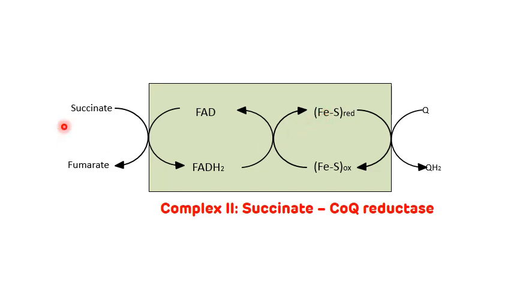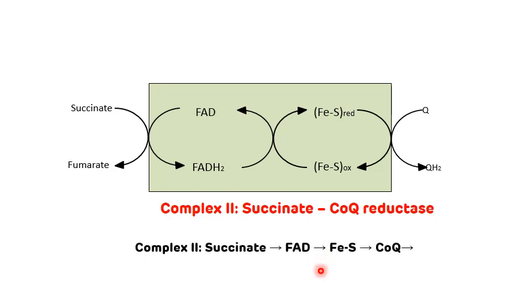And over here in this complex 2, there is no pumping of any proton from matrix to the inner membranous space. So in the complex 2, there is no any kind of pumping of proton. Fine. And we can say that flow of electron in the complex 2 is succinate to the FAD, FAD to the iron sulfur complex, and iron sulfur complex to the coenzyme Q. Coenzyme Q is the mobile carrier. Fine. That is about the complex 2.